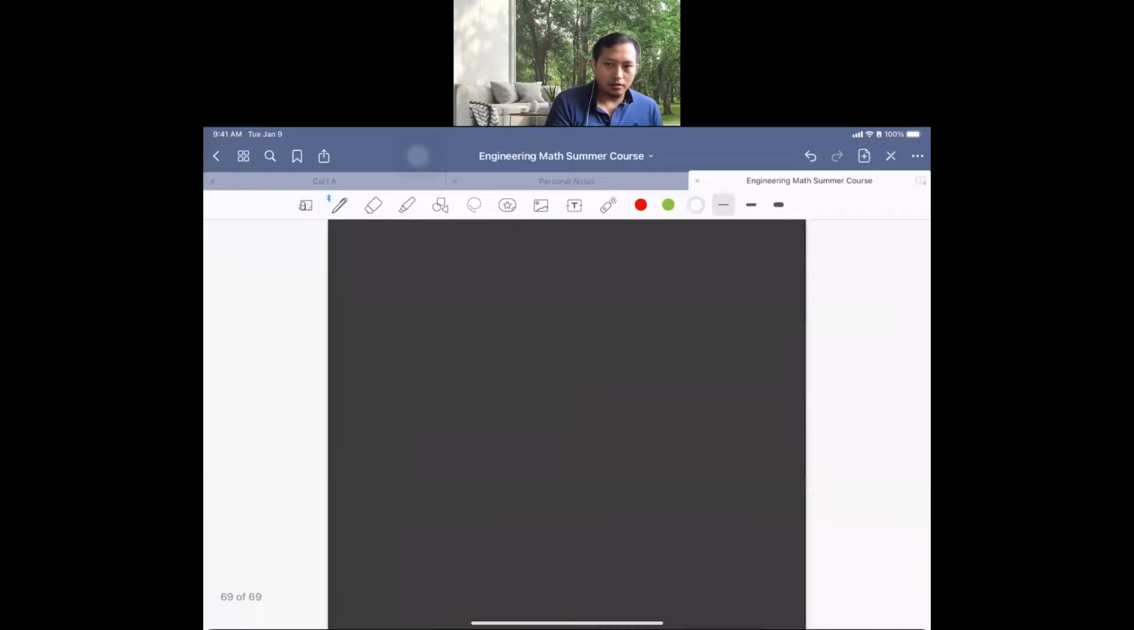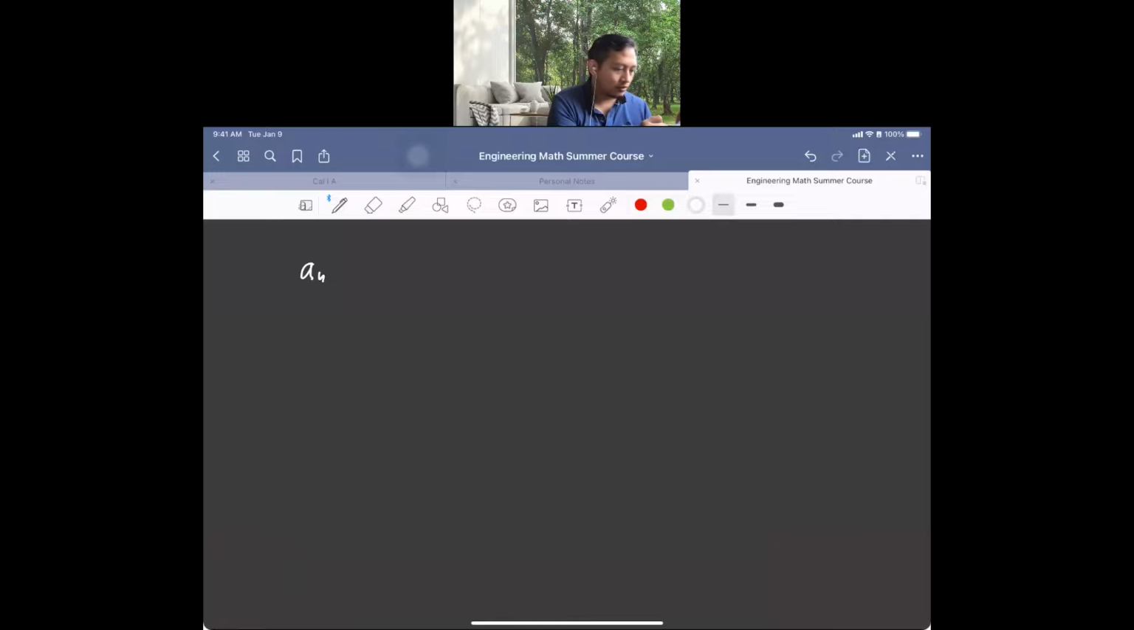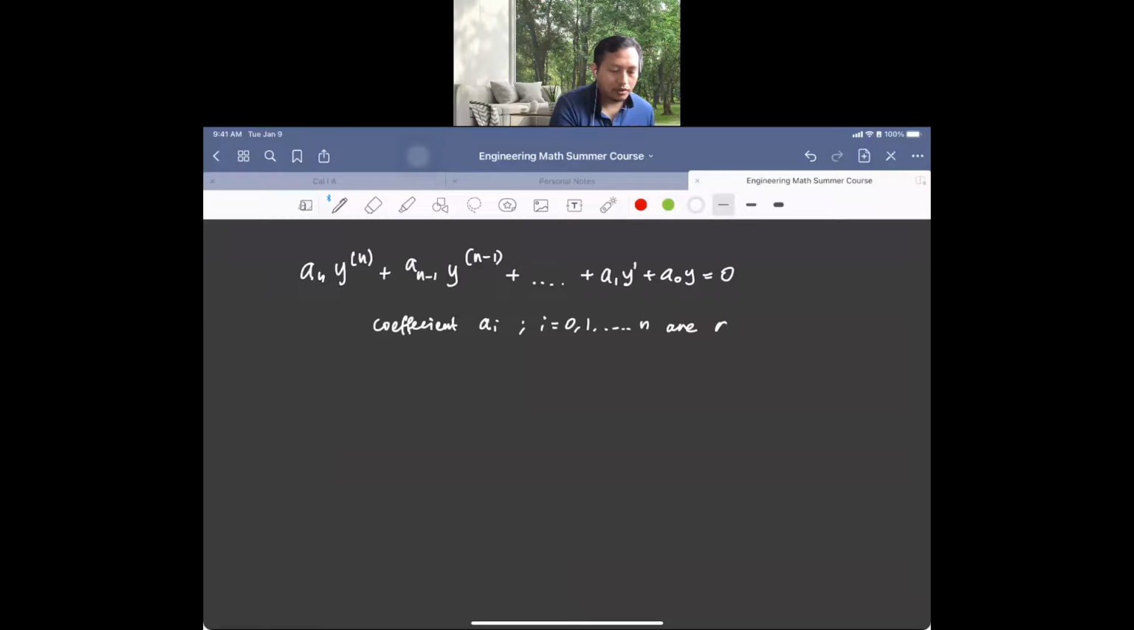Okay. So suppose we have, let me just continue first, a_n y^(n) plus a_(n-1) y^(n-1) and so on, where the n is the n-th derivative. So the coefficients a_i, where i is from 0, 1 until n, are all real constants, and a_n is not equal to 0.